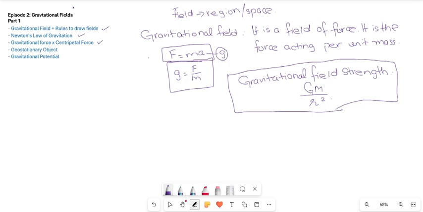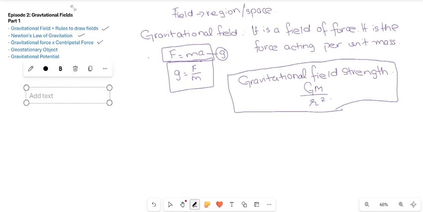Now we know what a gravitational field is, and you must have heard about electric fields and magnetic fields. If there is a magnet with positive and negative, the field lines go from positive to negative, and you just draw fields like that. Similarly, you will have gravitational fields, and these rules also apply to magnetic fields and electric fields. I will quickly type them down here, because oftentimes they do give you questions where you have to draw the fields.